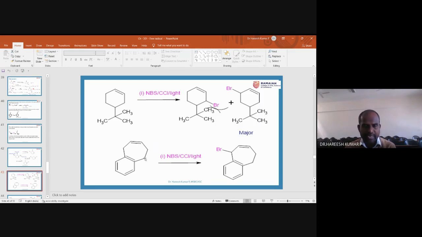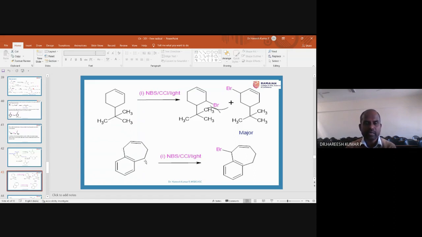And I am taking a bicyclic compound. One is a 6-membered ring, another one is a 7-membered ring. What you can observe, this carbon is a benzylic carbon, this carbon is called allylic carbon, and this carbon is called benzylic carbon. There is a difference between this benzylic carbon and this benzylic carbon, because this benzylic carbon is attached to a double bond. That means this can act as both benzylic as well as allylic.